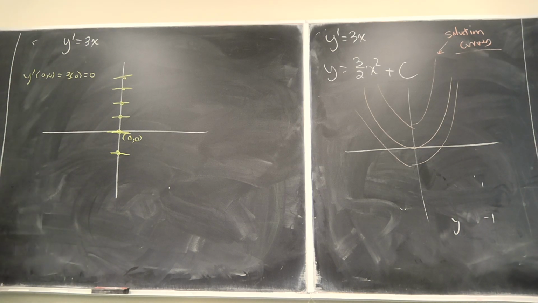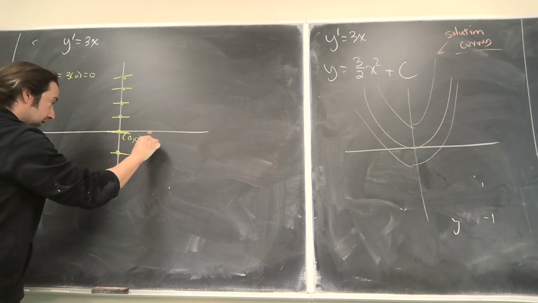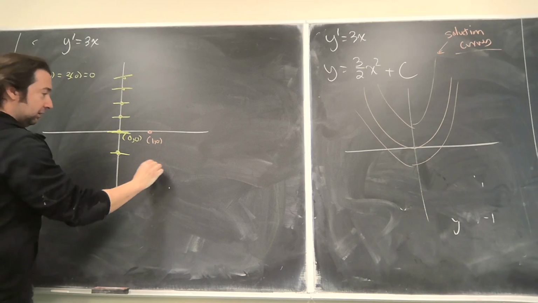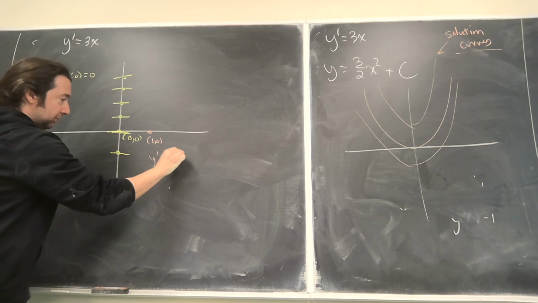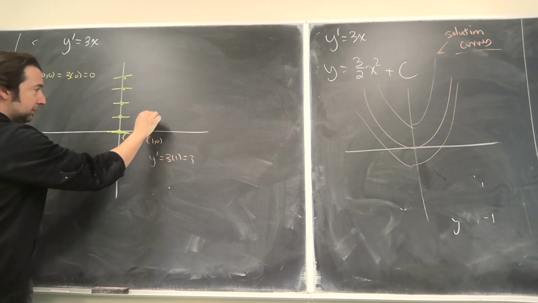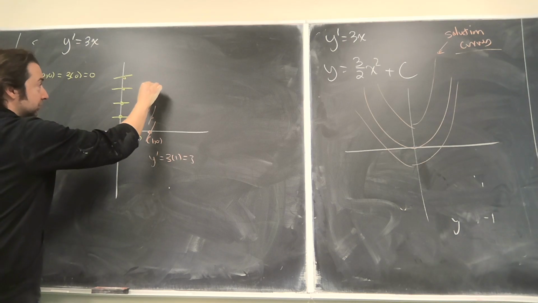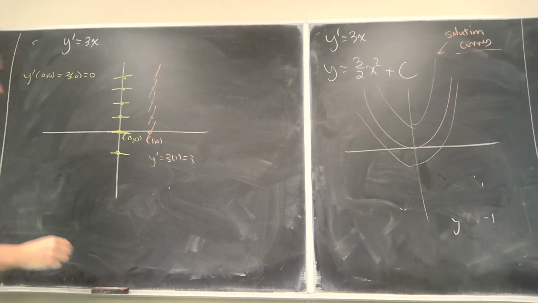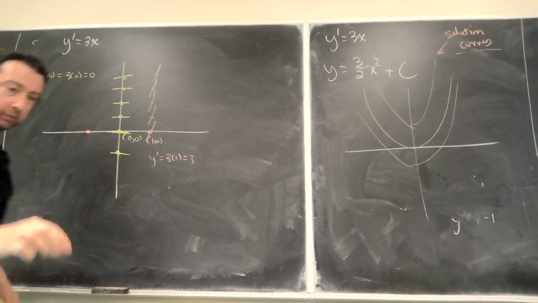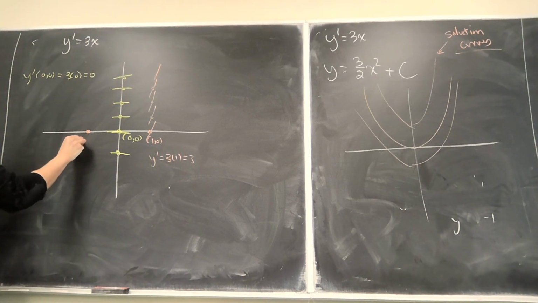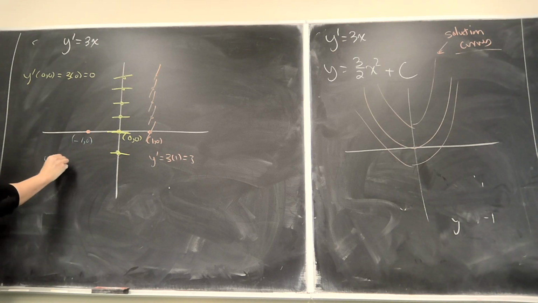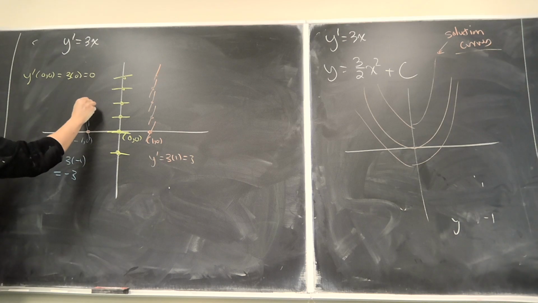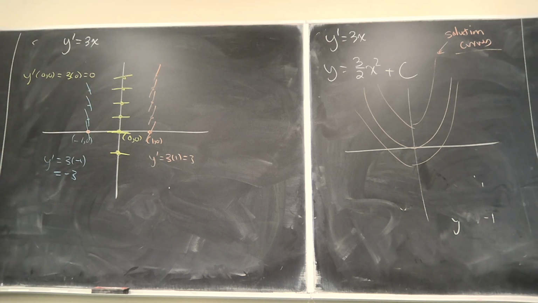What if I had this set of points? What if I picked 1, 0? The slope would be 3. Yeah, so here, y prime is equal to 3 times 1, which is 3. 3 is pretty steep. How about minus 1, 0? y prime will be equal to 3 times -1, which is -3. -3, -3, -3, and so on.